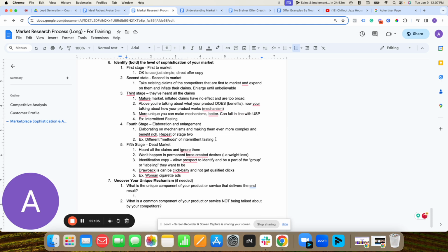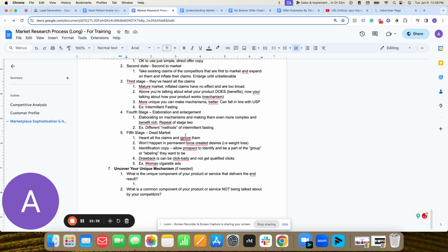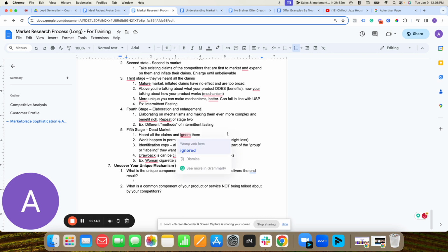So the fourth stage is elaboration and enlargement. This is where I've spent a lot of my time marketing to consumers of this program because I need to elaborate on mechanisms and make them even more complex and benefit rich. So if you remember in my ads, I talk about the different methods I've used to help people build their practices. There's 5 different methods listed in there, different strategies. So I've got to elaborate on my mechanism and why it's special, which is the program and the internal agency. And the 5th stage is the dead market. I'm not quite in here yet. It's very close.